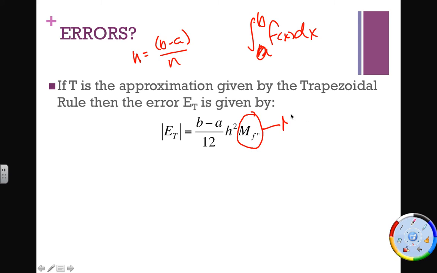This is going to be the max value of f double prime. Oh, we're going back to derivatives. That sounds like fun. So you've got to find the maximum of f double prime, the max of the second derivative of the original function that's inside the integral.